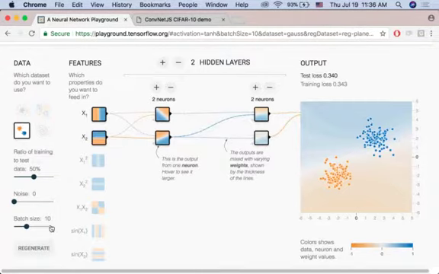So the batch size is set to 10, which means I will pick 10 data points and compute the gradient, compute the backpropagation based on those 10, based on the input coming from those 10 data points. And then do one weight update, one backpropagation pass after getting information from 10 data points. So that's the kind of strategy.